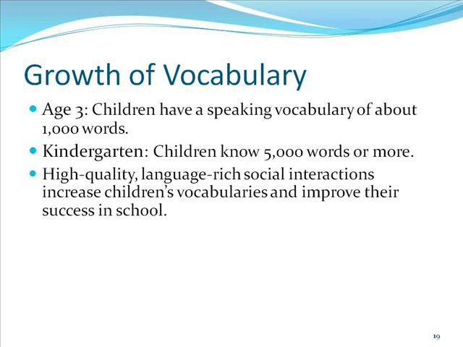By age 3, children have a speaking vocabulary of about 1,000 words, mostly nouns and verbs. By the time they enter kindergarten, they may know 5,000 words or more. The major influence on the quantity and quality is the kind of talk they are exposed to. Therefore, the most important thing parents and caregivers can do for their children is to talk to them.